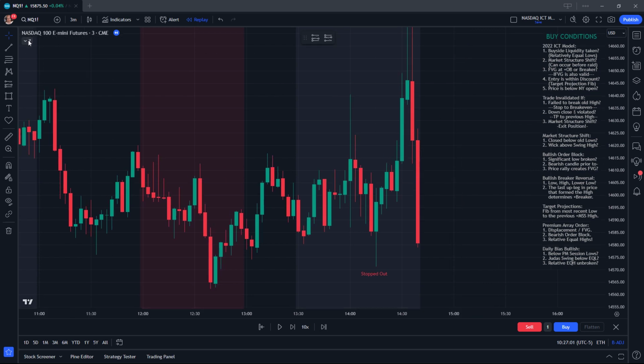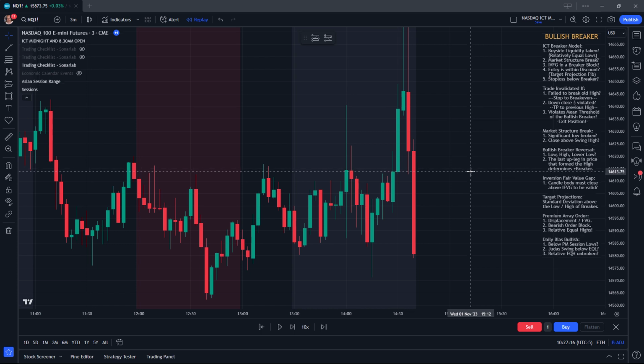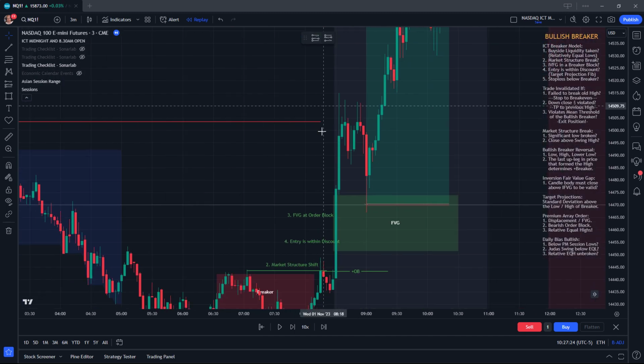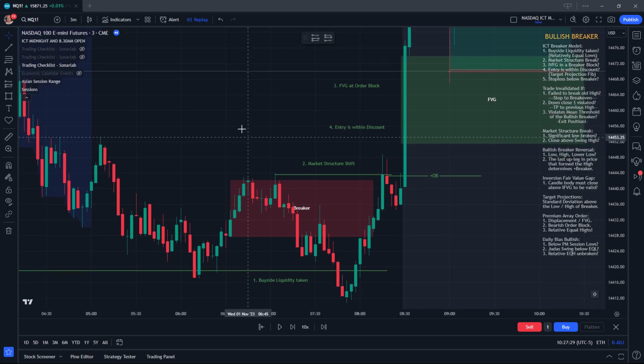And so I was doing some more research into strategies from ICT that focus around utilizing breaker blocks. I've been struggling to understand breaker blocks for the longest time, so by forcing myself to try and teach them, it will hopefully help me understand them. But the idea is, if we go and look at this breaker block here, hopefully it will help illustrate.